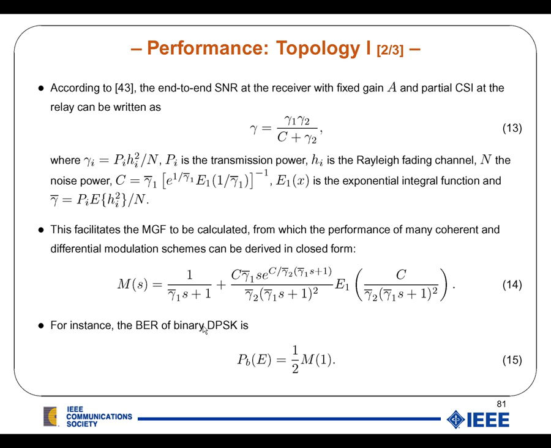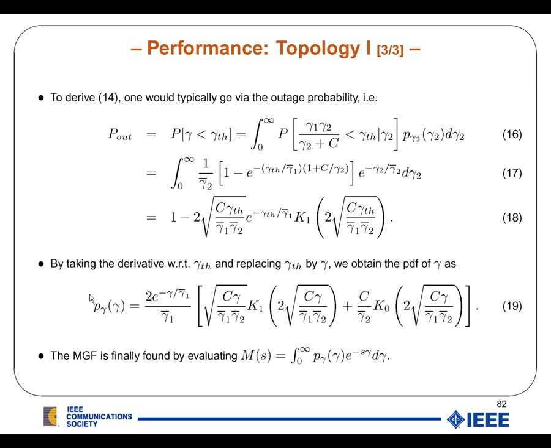For instance, in binary differential phase shift keying, it would be 1/2 M of 1. If you have more complicated modulation schemes, still an integration would be involved, which probably is not that straightforward because it involves tabulated functions like the exponential integral function here. Now, how did we arrive at that expression here? And I'll show you that in a subsequent slide.